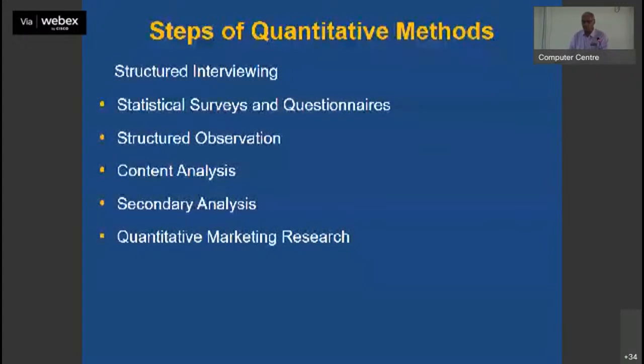Steps in quantitative research: structured interview, statistical survey and questionnaire, structured observation, content analysis, secondary analysis, and quantitative marketing research.